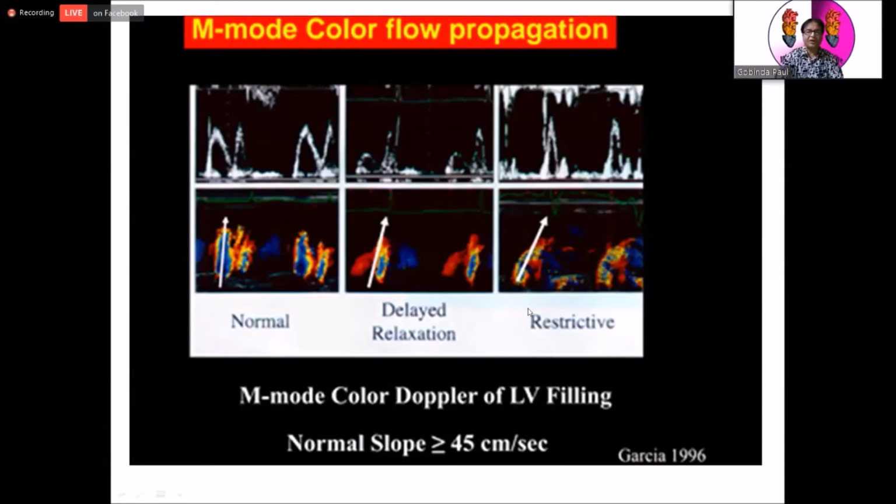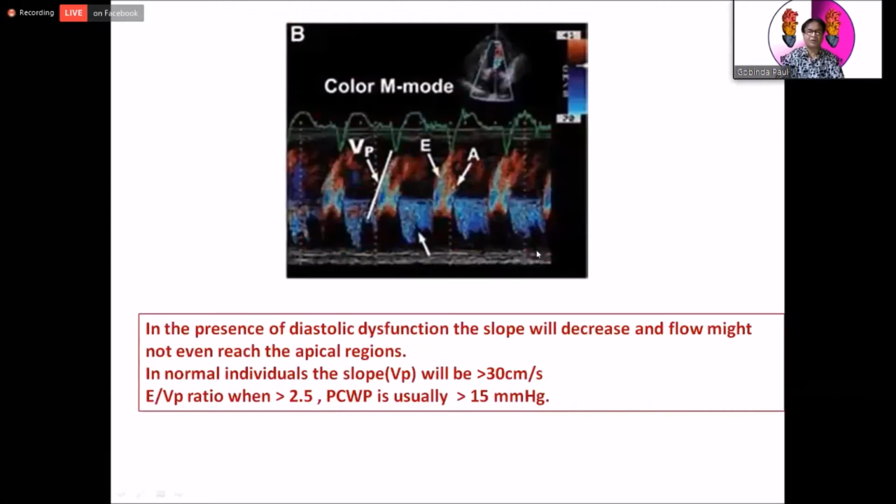In M-mode color Doppler, there is the normal pattern, as already mentioned, the delayed relaxation phase and the restrictive pattern phase. That means the slope gradually becomes steeper. And here is the measurement of propagation velocity. In the presence of diastolic dysfunction, the slope will decrease and flow might not even reach the apical region. In a normal individual, the slope will be more than 30 centimeters per second. When the E by velocity propagation ratio is more than 2.5, pulmonary capillary wedge pressure is usually more than 15 millimeters of mercury.